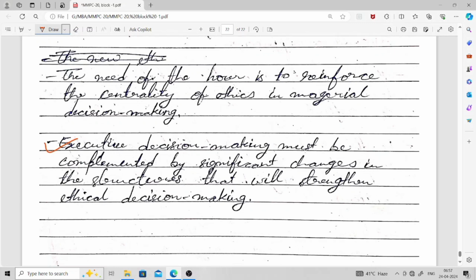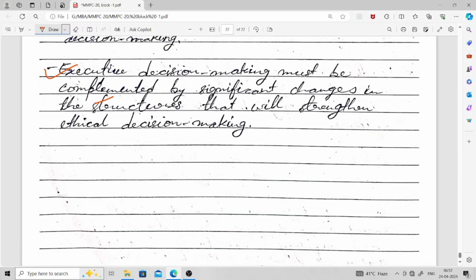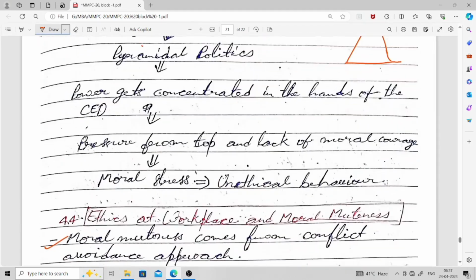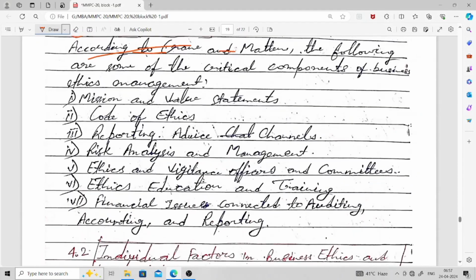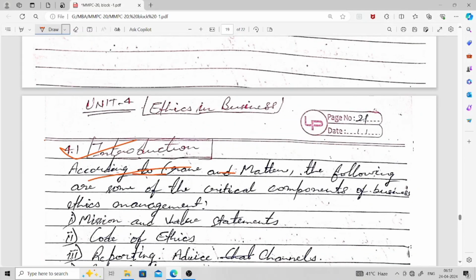Executive decision making must be complemented by significant changes in the structure, so that you have structures that will strengthen ethical decision making. It means the organizational structure should be in such a way that it will strengthen ethical decision making. So that's all about this fourth unit, that is ethics in business.